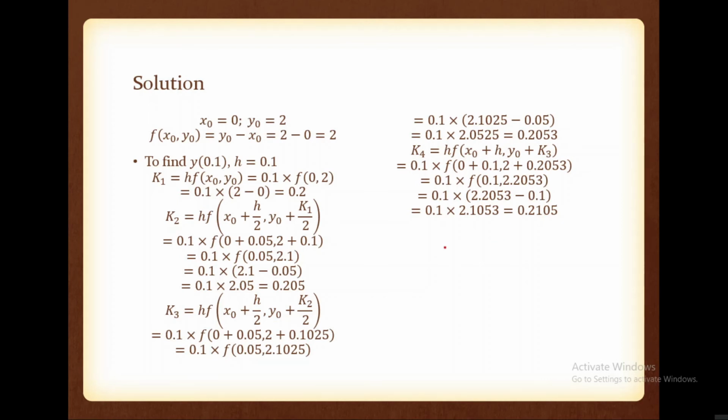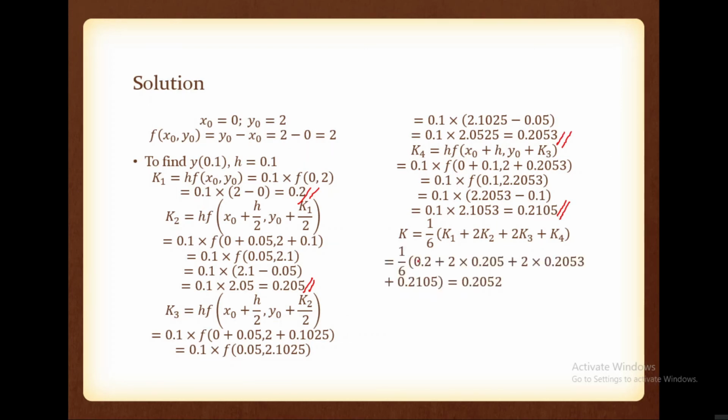So now we have to find k. What is k? k is equal to 1 by 6 into k1 plus 2k2 plus 2k3 plus k4. So substitute these 4 values, that is 0.2, 0.205, 0.2053 and 0.2105 in this equation. So we have k is equal to 1 by 6 into 0.2 plus 2 into 0.205 plus 2 into 0.2053 plus 0.2105, that is equal to 0.2052.